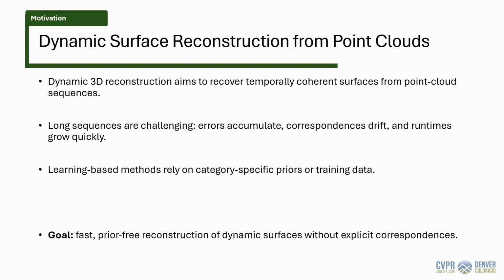Existing methods often face a trade-off. Optimization-based approaches can produce high-quality results, but require long runtimes. Learning-based methods are faster, but usually rely on category-specific priors or training data. Our goal is a fast, prior-free method that reconstructs dynamic surfaces without requiring explicit correspondences.